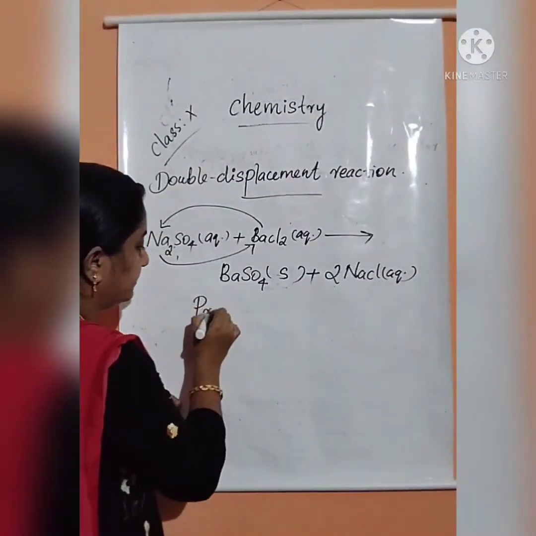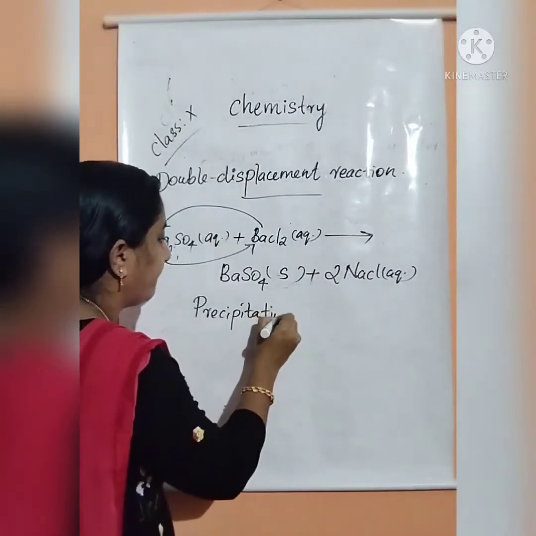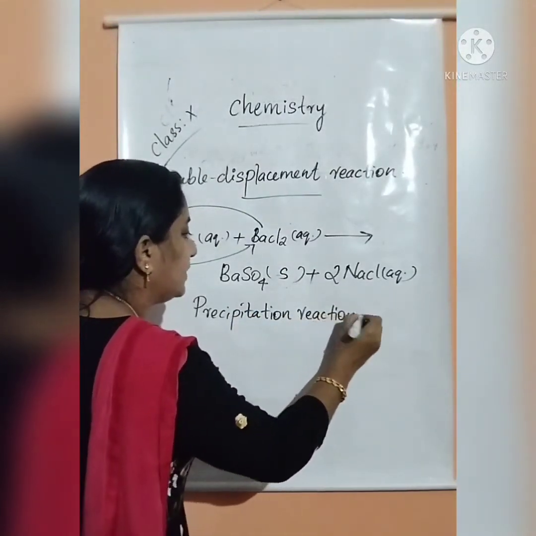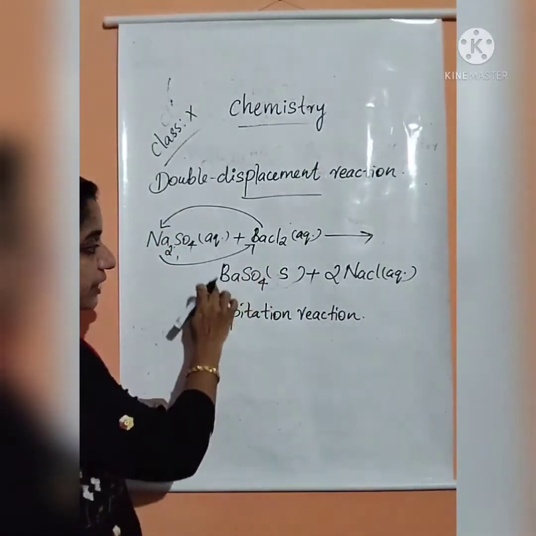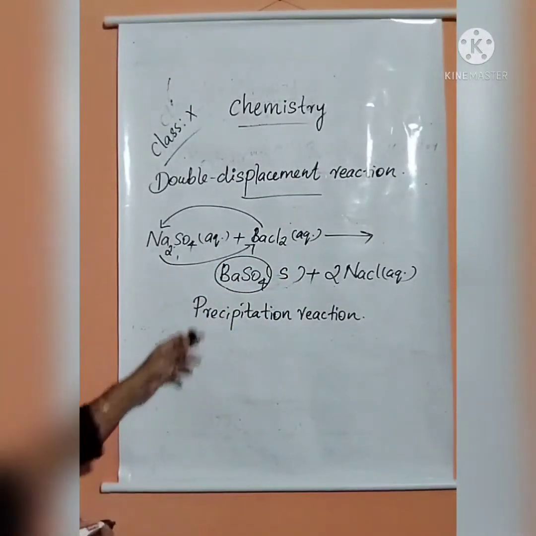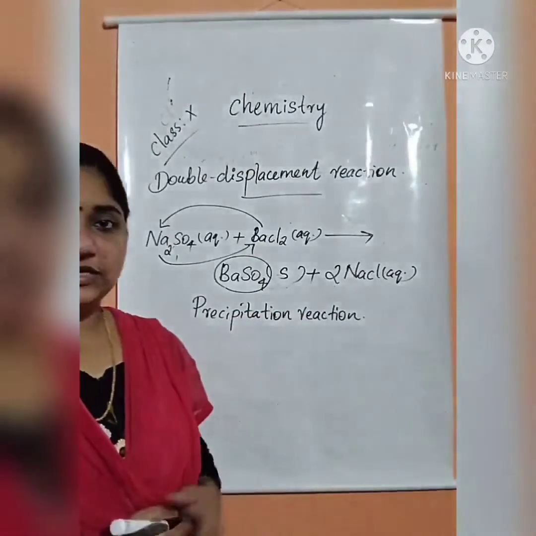Precipitation reaction. This is a precipitation reaction because a white precipitate of barium sulfate is formed. So it is known as a precipitation reaction. Okay.